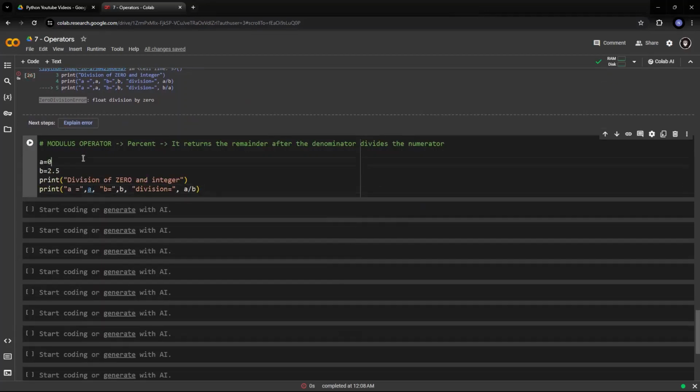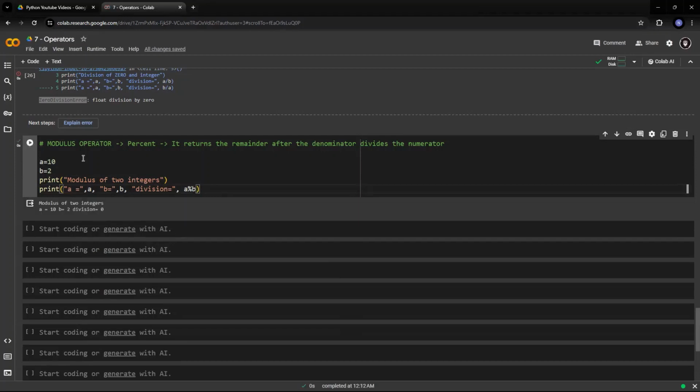Suppose I have A as 10 and B as 2, and I have modulus of two integers. So the modulus sign is percentage. You have A value, you have B value, A is 10, and I put the percentage sign to get an answer. It should give 0 because nothing would be left after dividing 10 by 2. So 2 into 5 is 10. If I subtract 10 from 10, it would be 0. So that's why this answer. Let's try with some other example.